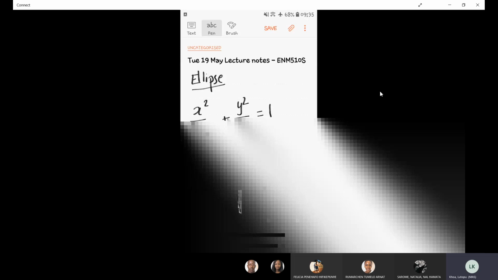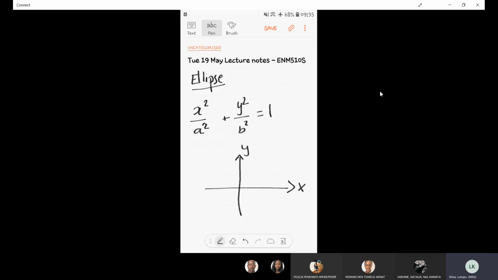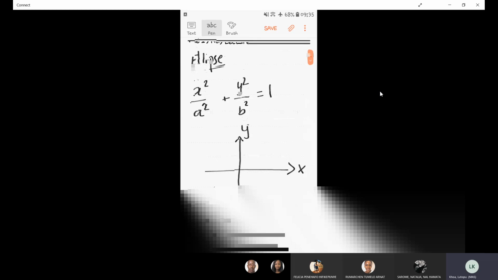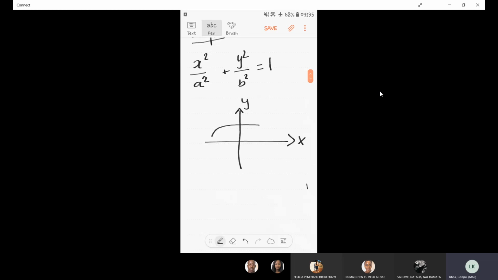So you have your x and y axis over there, and then this sort of looks like a squished circle, even though a circle is an ellipse actually. So this is minus a, and this is a. Here I have minus b, over there I have b.